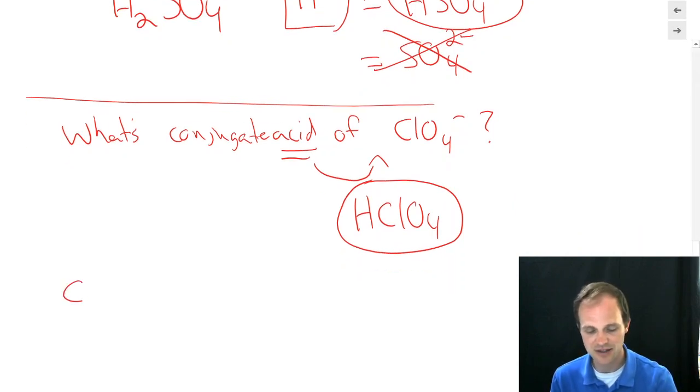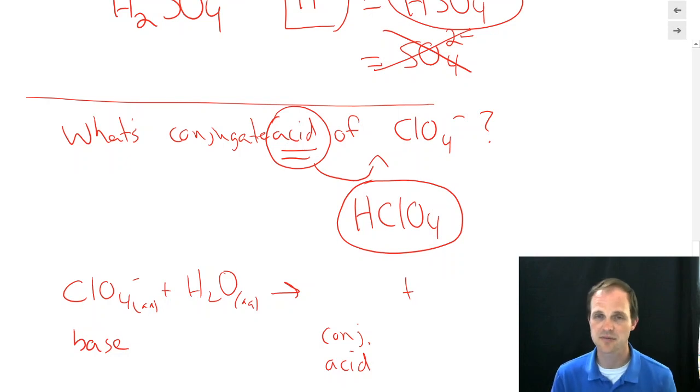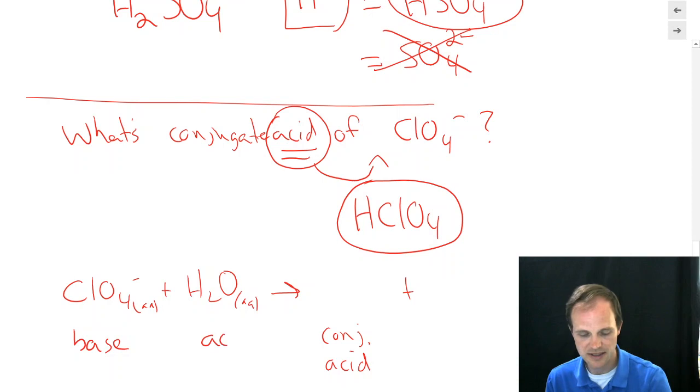What does that look like in a reaction? ClO4- plus H2O becomes something. Right? So if I'm finding the conjugate acid, it means this guy needs to act like a base, right? Because that's how they're always paired. A base has a conjugate acid, an acid has a conjugate base, which means this guy's the acid. If water's an acid, he's giving away H+, and it's going to become OH-, and that ClO4- is going to take that H+ and look like that.